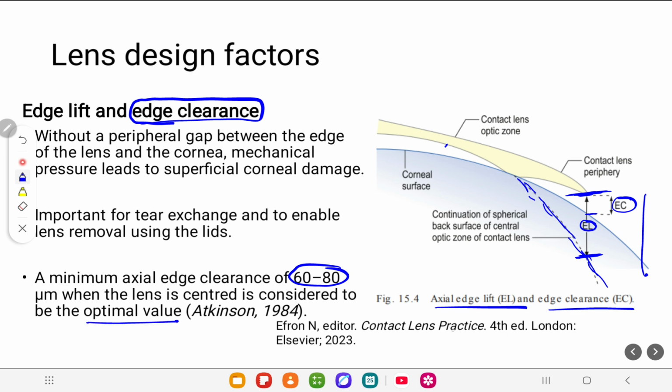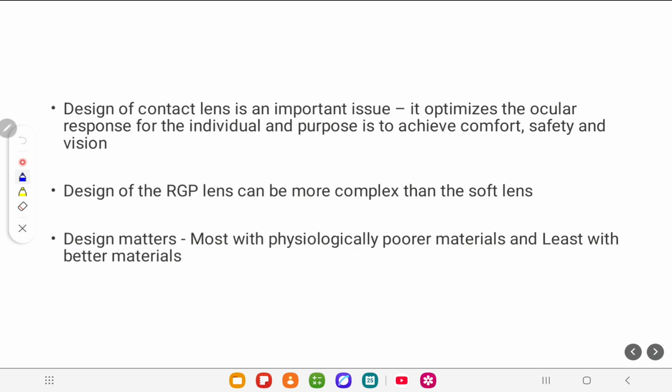I have taken this picture again from Efron. The design of a contact lens is an important issue. It optimizes the ocular response for the individual and purpose, to achieve comfort and safety. Comfort and safety are mainly the responsibility of the periphery design: edge and periphery, first curve or second back curve, and first front surface curve. These are more responsible for comfort because they are more responsible for fitting issues. It's definitely the back optic zone diameter.